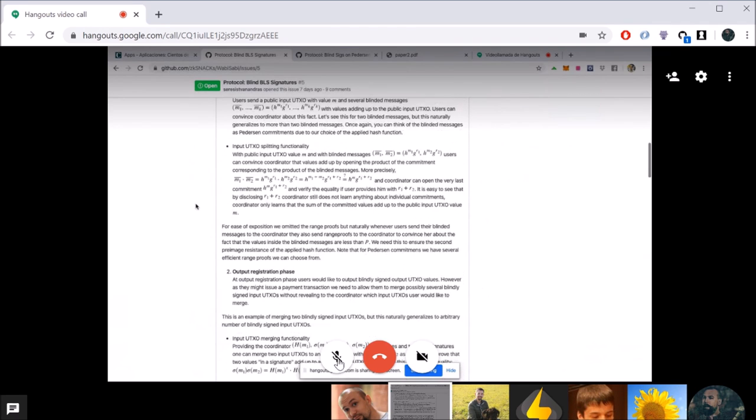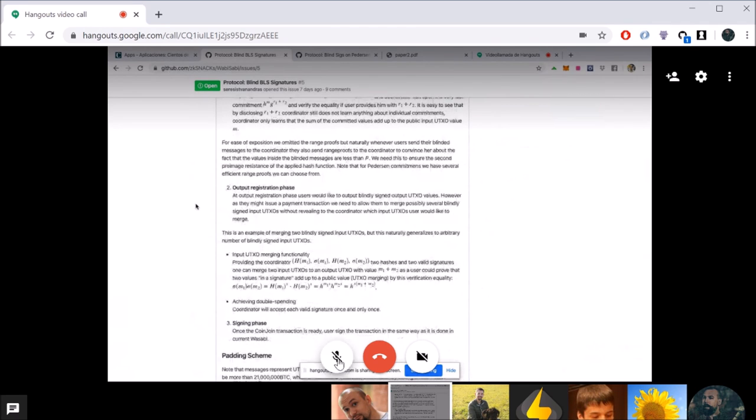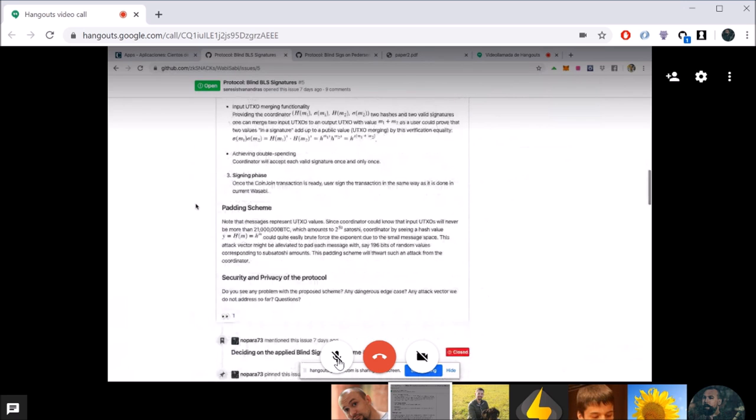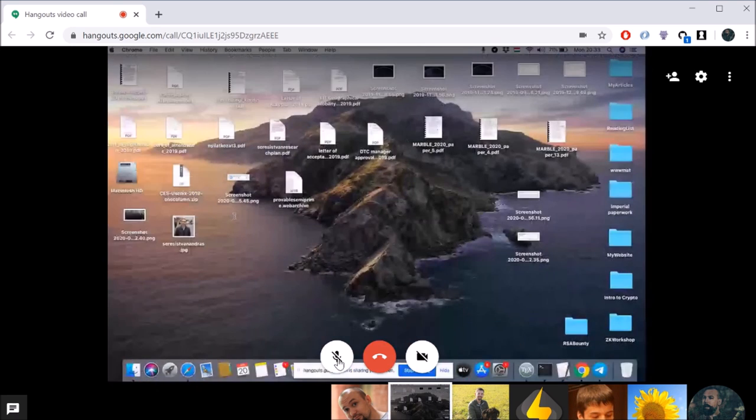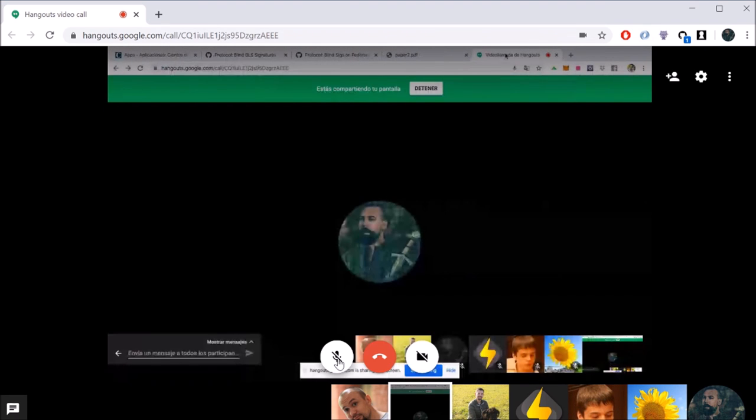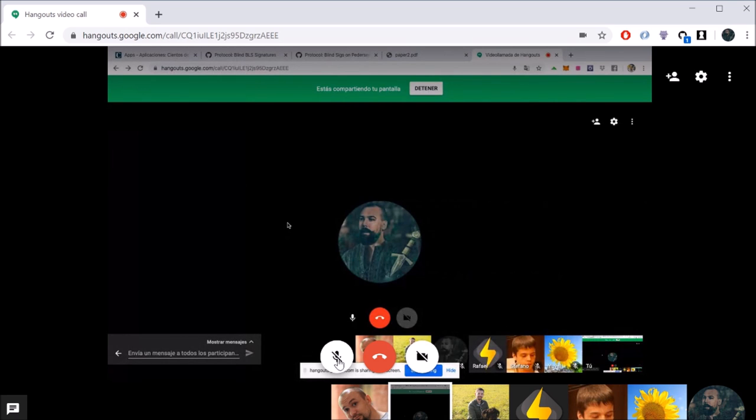Yeah. Okay. There are some subtleties, like we would need some padding scheme, but yeah. Okay. Any questions, comments on the scheme?